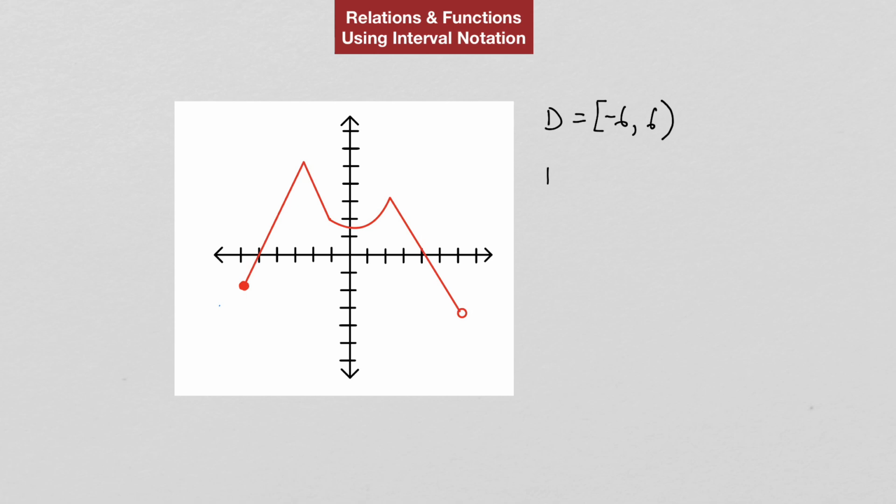Okay, and then the range will be, so we're going to look along the y-axis. What is the lowest value here? Well, it's this open circle, so it's negative 1, negative 2, negative 3. Since it's an open circle, we're going to open it up with an open parenthesis, specify that it starts at negative 3, and it goes all the way up to the highest point, which is right here. So it's 1, 2, 3, 4, 5. So we'll say 5 here.